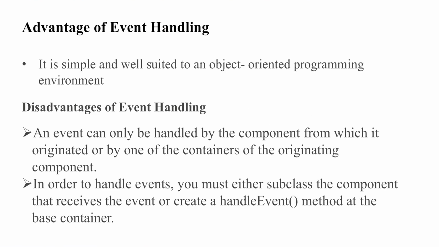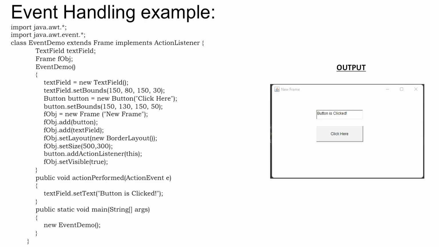The advantage of event handling is that it is well suited for the object oriented programming environment. The disadvantage is that an event can only be handled by the component from which it originated or by one of the containers of the originating component. So for handling events we must either subclass the component which receives the event or create a handle event method at the base container.